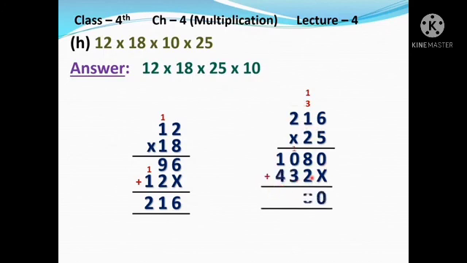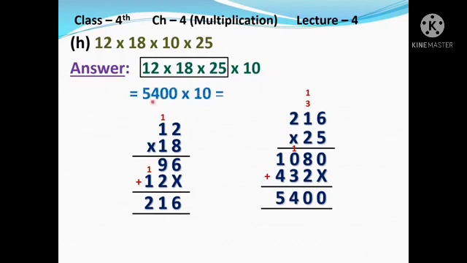Right, 0 here. 8 plus 2, 10, right? 0 here and 1 carry. 1 plus 0, 1 plus 3, 4, right? 4 here. 1 plus 4, 5, right? 5 here. See, 12 multiply 18 multiply 25 equal to 5400. Now multiply 5400 by 10. So write down, okay, equal to 5400 multiply 10. See, the answer is 54,000. Okay.